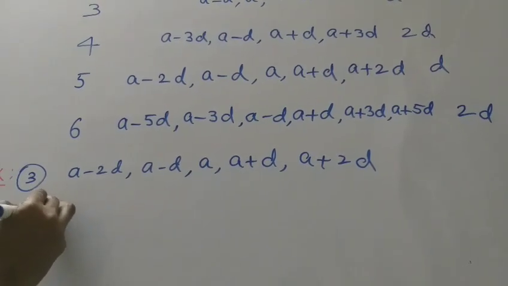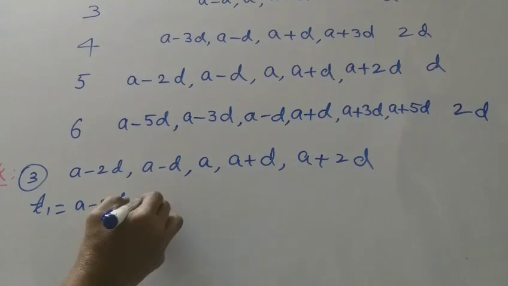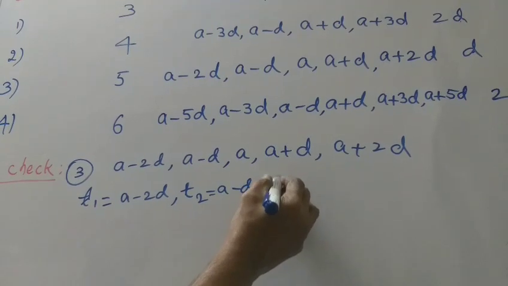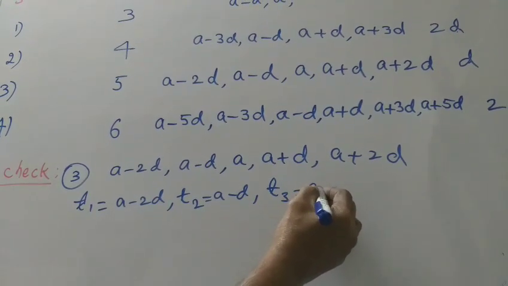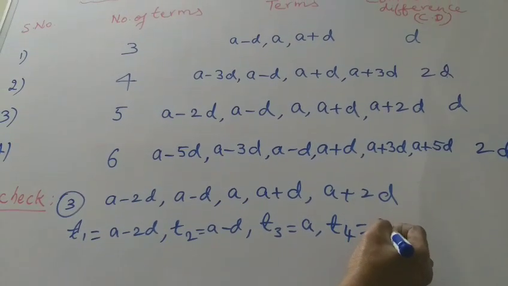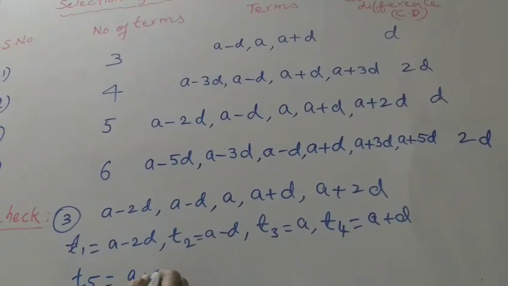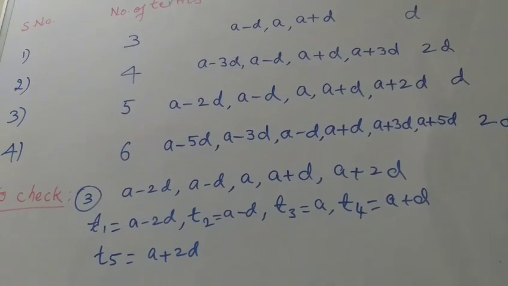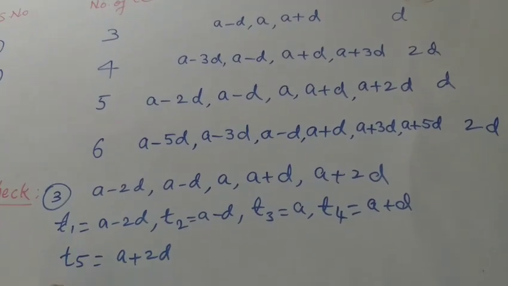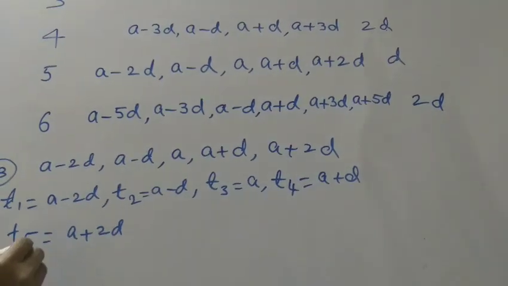Here the first term is a minus 2d, the second term is a minus d, the third term is a, the fourth term is a plus d, the fifth term is a plus 2d. So in this also we have to find the common difference, whether the common difference for 5 terms is d or not. We have to confirm now.